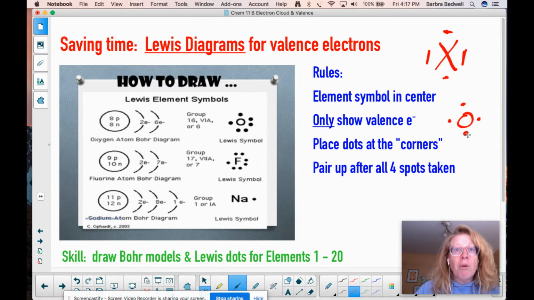Notice how I filled the corners up. And then I'm going to start pairing them up, 5 and 6. Or you could do it like this, 5 and 6, where the bottom 2 is filled up. And that's totally fine. But that's how we're going to start drawing these, pairing them up.